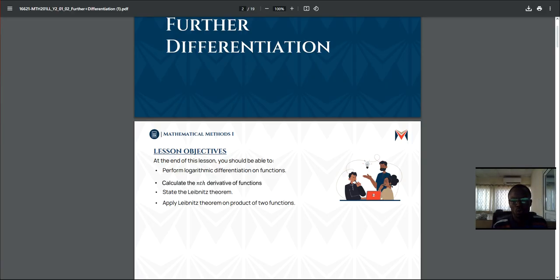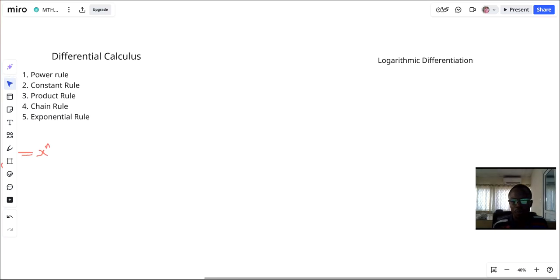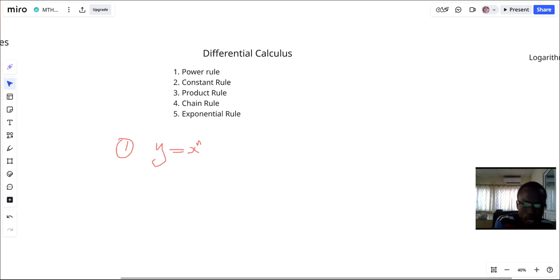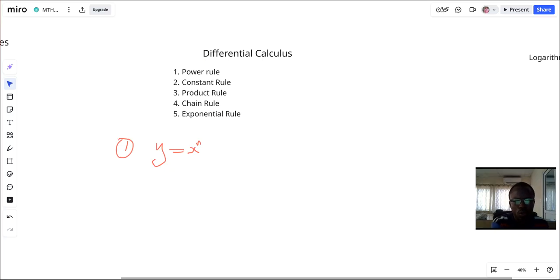And there are certain rules to follow when you are differentiating functions. So let's go back and see what the rules are. Throughout this week, we are going to treat the power rule, constant rule, product rule, chain rule, and exponential rule. These 5 rules are the basic rules that you will be using in differentiation. So let's start with the power rule.